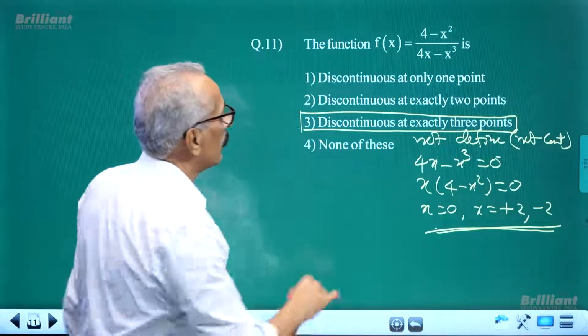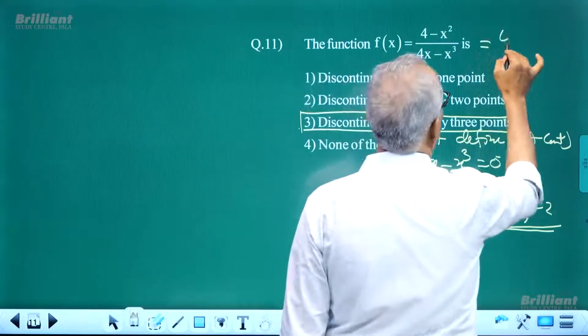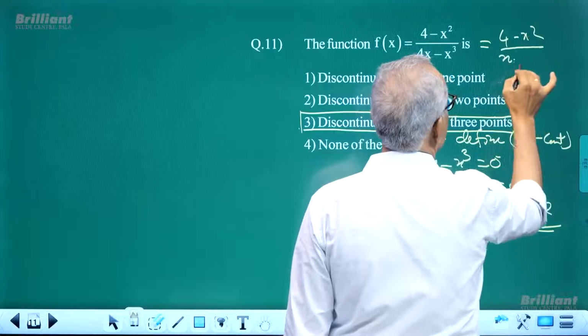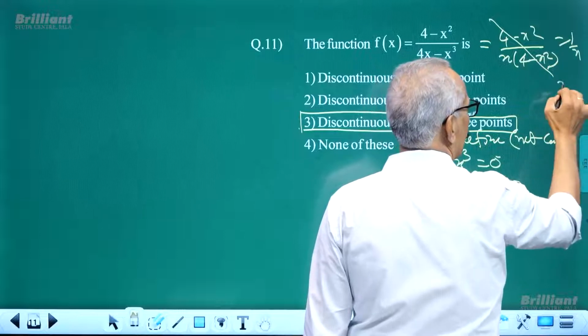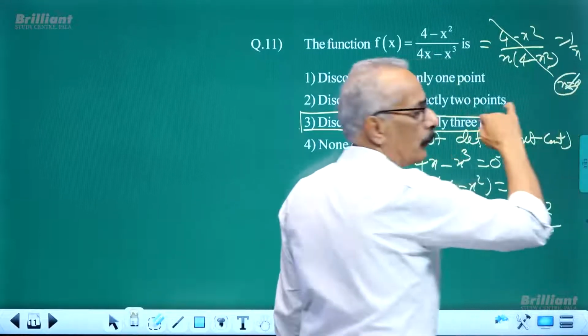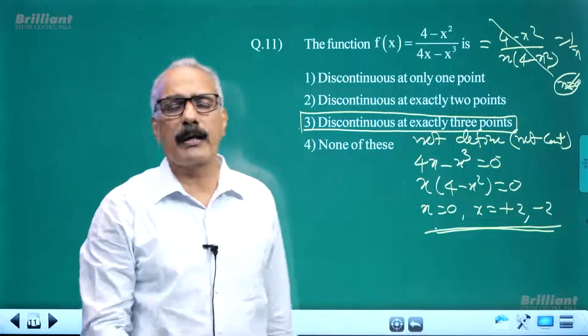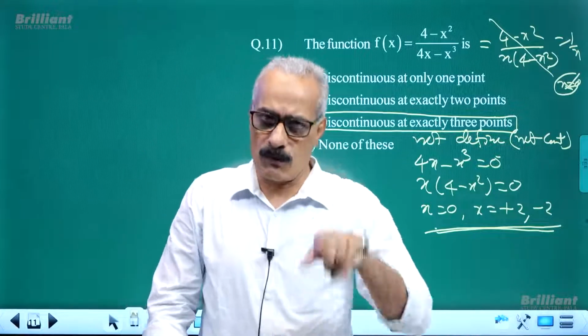Some of you may think, if I write this as 4 minus x square divided by x into 4 minus x square, then I can cancel, it is 1 by x, therefore x equal to 0 is the only point. No, you cannot cancel 4 minus x square. You can cancel only if 4 minus x square is not equal to 0.